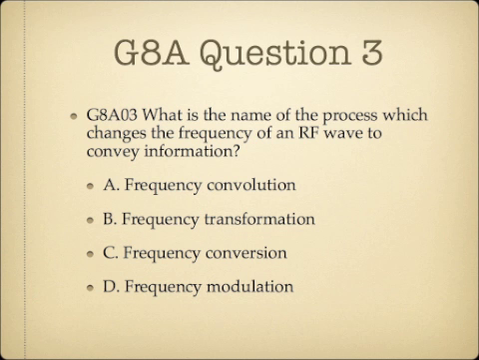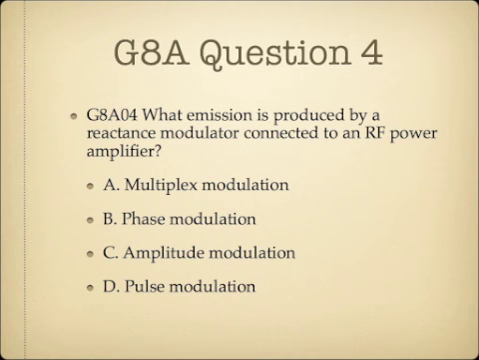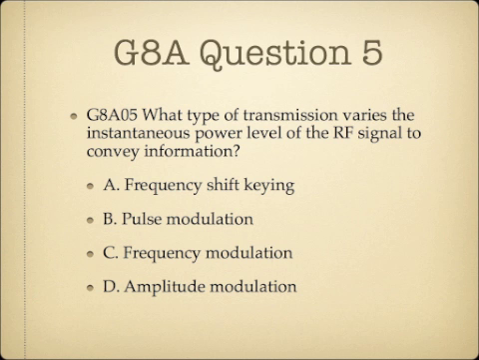Question 3. What is the name of the process which changes the frequency of an RF wave to convey information? A. Frequency convolution. B. Frequency transformation. C. Frequency conversion. Or D. Frequency modulation. Question 4. What emission is produced by a reactance modulator connected to an RF power amplifier? A. Multiplex modulation. B. Phase modulation. C. Amplitude modulation. Or D. Pulse modulation.